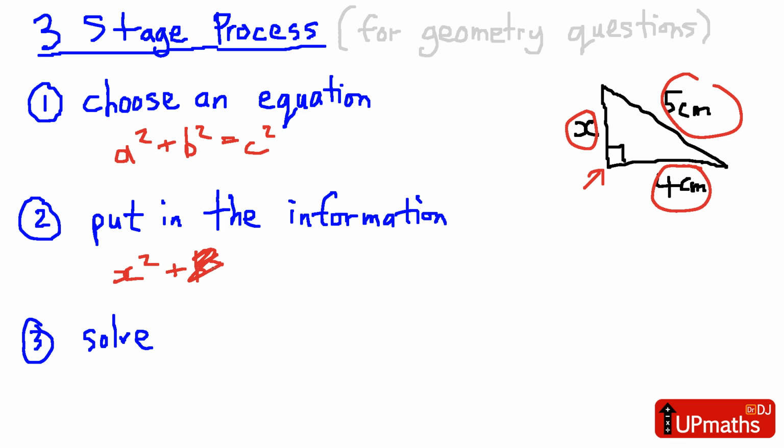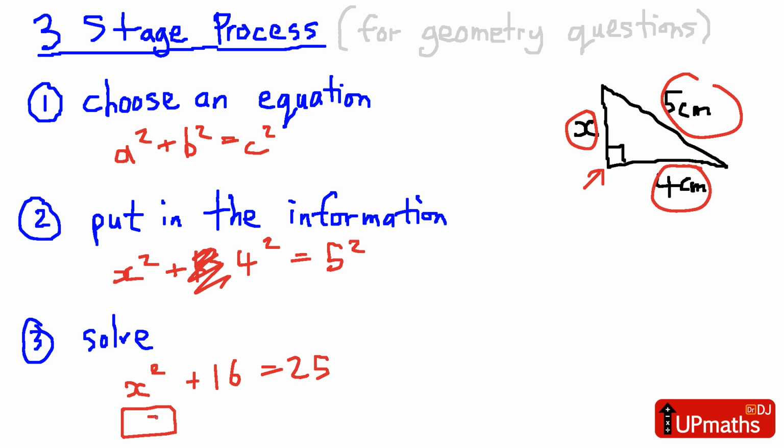Oh no, wait, hang on, we know that. Plus 4 squared equals 5 squared. And then let's just solve it. So we're kind of stuck with the x squared. 4 squared is 16. 5 squared is 25. Which means that must be equal to 9, yeah? Because 9 plus 16 is 25. So that must mean that x equals 3 centimeters.